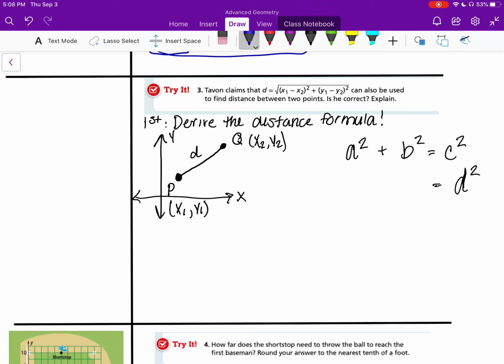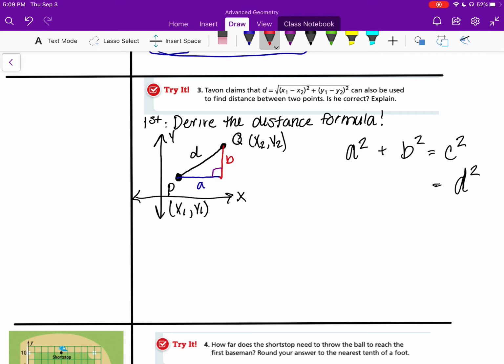So we're going to draw a bottom leg, and we're going to draw a side leg. And what we have created is a right triangle where the hypotenuse is the distance that we're looking for. Now, you might still be thinking, well, we don't know how long side leg A is, and we don't know how long side leg B is.